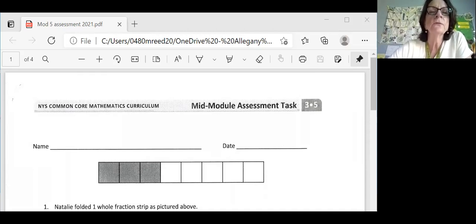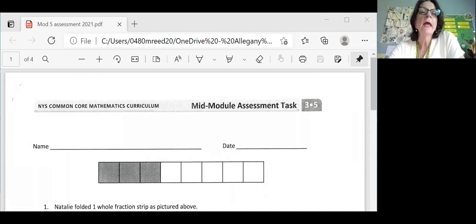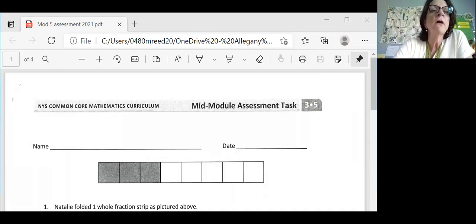Let's go on to number two. Number 2A, Nate baked 2 pies. He cut the first one as shown below. He said he cut it into 6. Is Nate correct? Explain. So you have to answer the question and then you also have to explain. Is Nate correct? Explain.